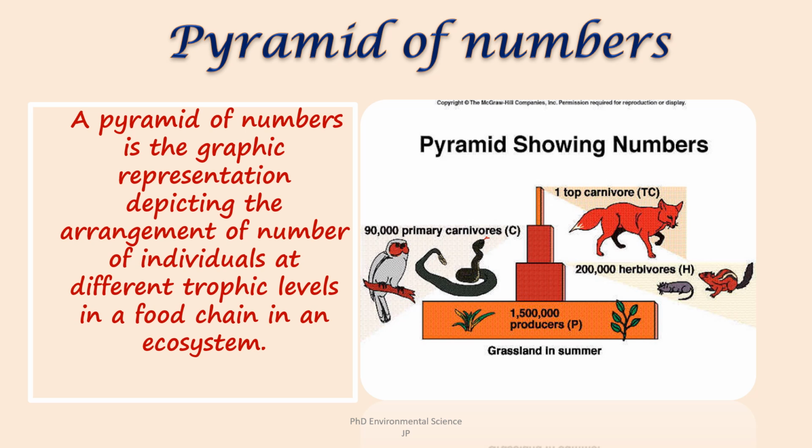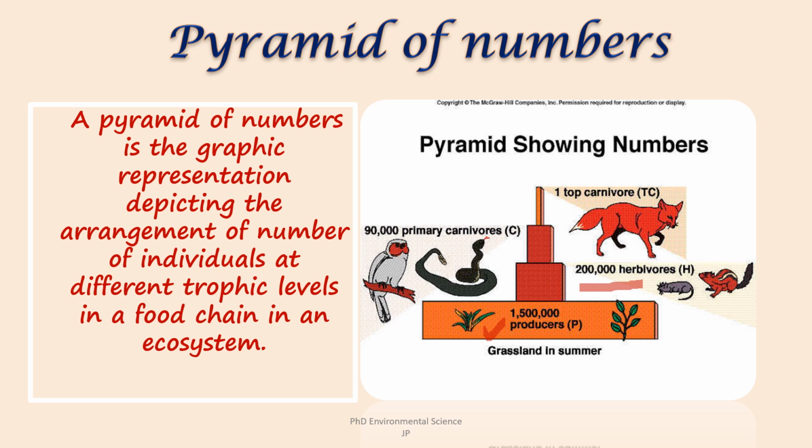Now you can see at the base level, producers are there. The base of the pyramid represents the producers such as plants, algae. These are usually the most numerous because they form the foundation of the food chain by producing energy through photosynthesis. Then is the second level, primary consumers. So the next level includes primary consumers or herbivores that feed on the producers.